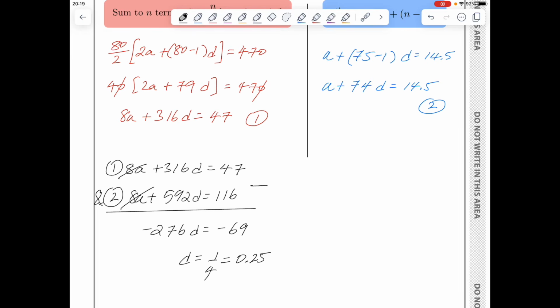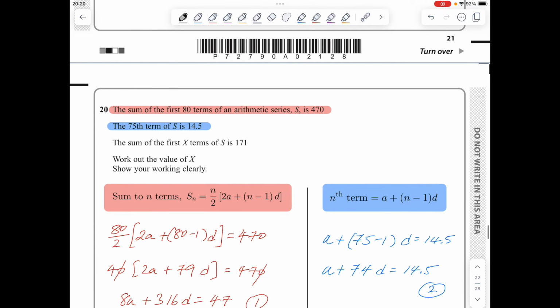Therefore, if I substitute this value of D in any of the equations, I will find A. Let's do this with equation number 2. So A plus 74 times 0.25 equals 14.5. If you solve for A, you will get minus 4. Finally, I will use the fact that the sum of the first x terms is 171 and solve this to find x.